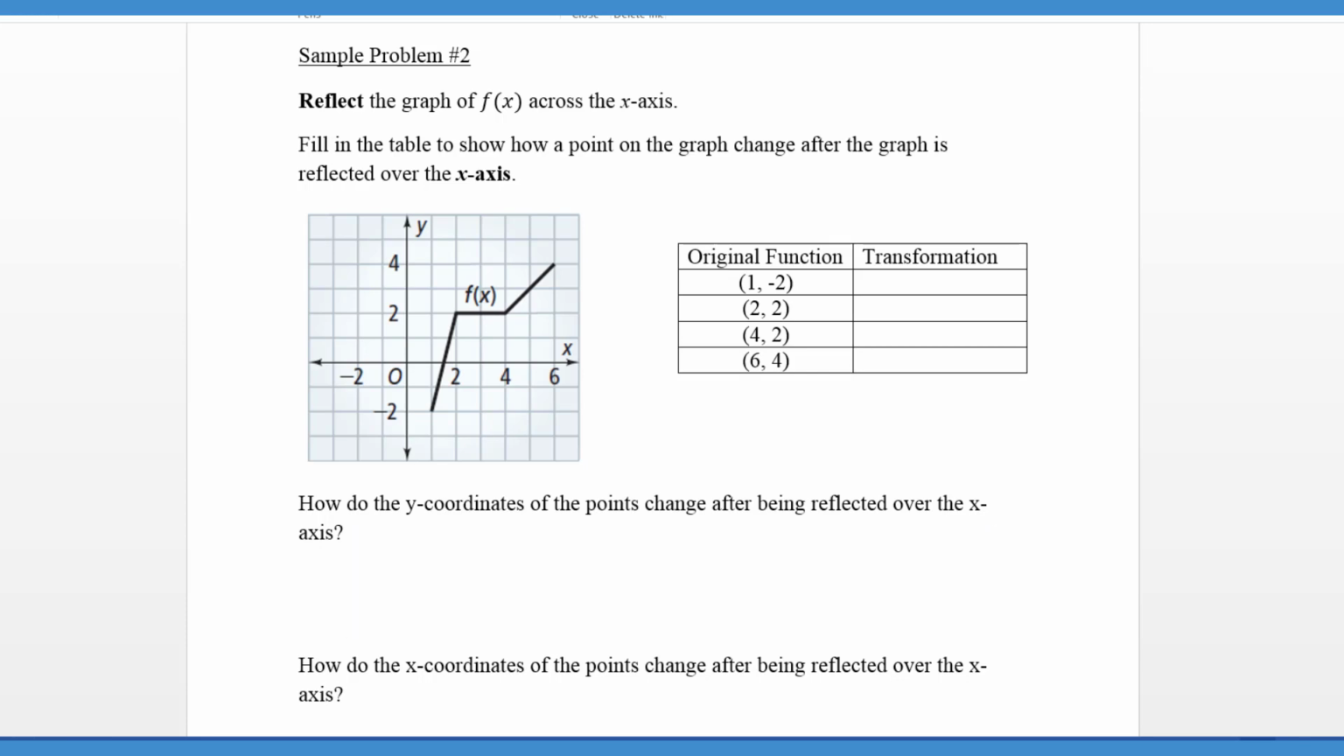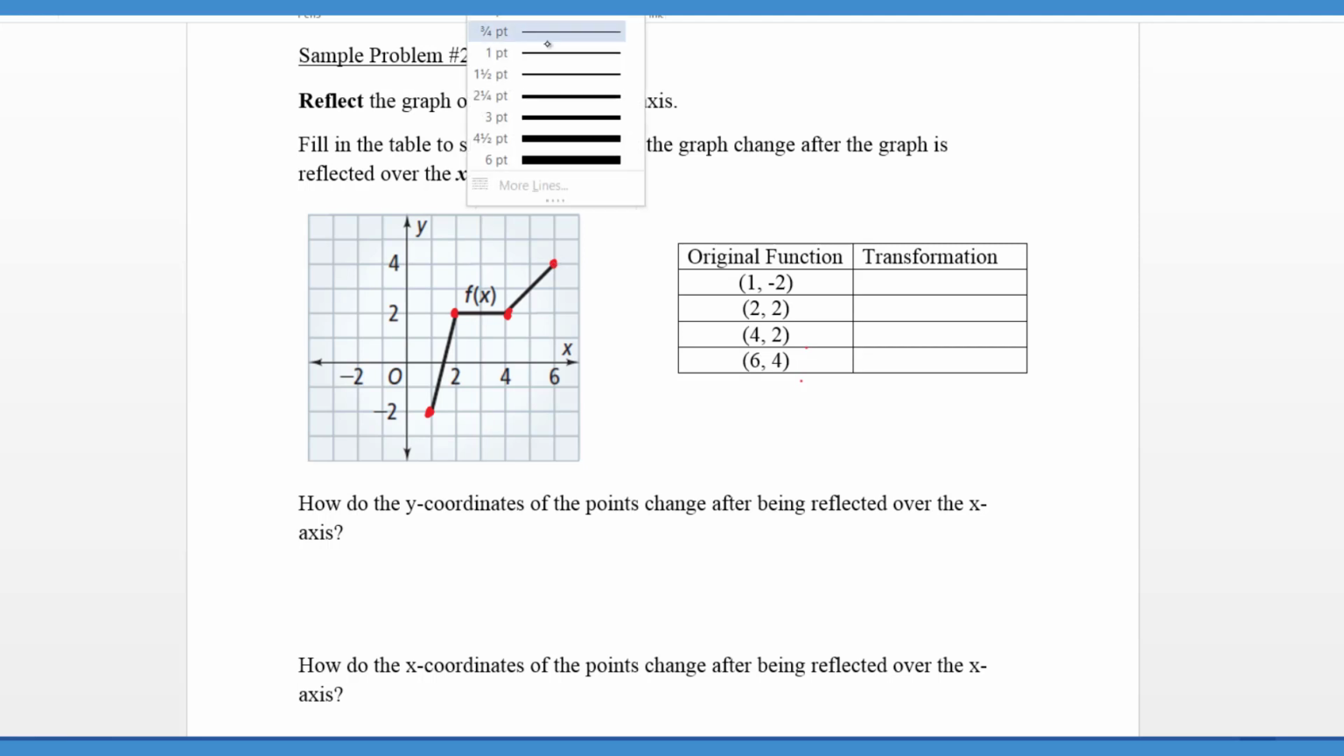Okay, so if I want to reflect this basic graph across the x-axis, I need to find the points that correspond to the given points in the original function. You can see I've listed them out in this table already. So basically, we've got (1, -2), (2, 2), (4, 2), and (6, 4). I want to reflect those basic points across the x-axis.